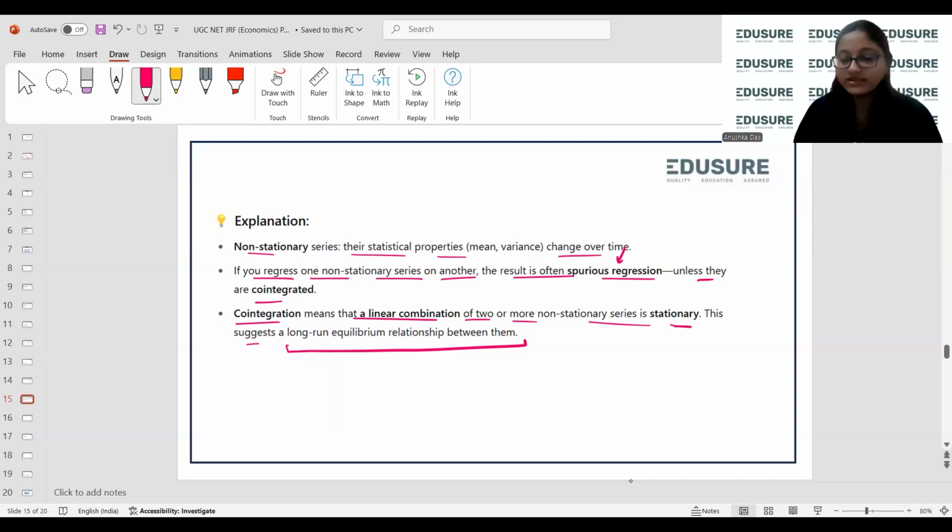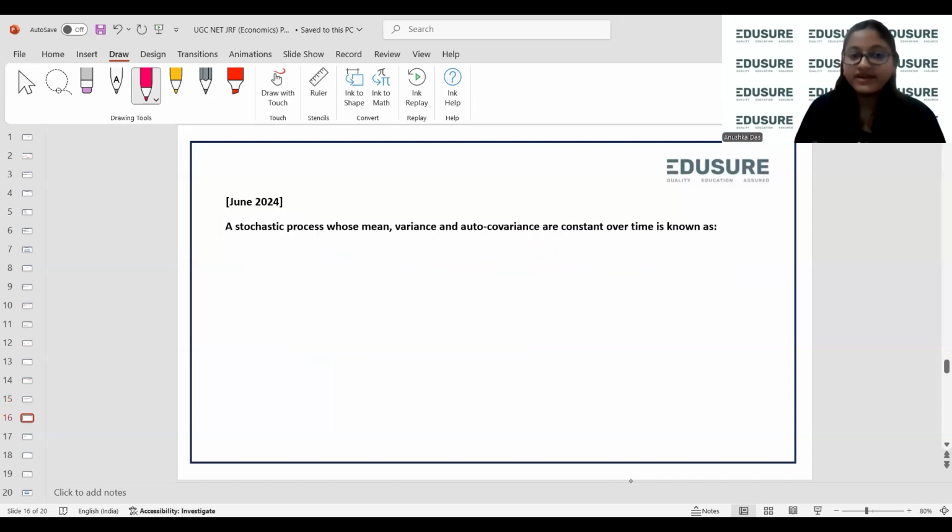They have repeated this question a few times, so please understand this concept well, right? And if you have any questions anywhere, you can let me know. Now, this next question is from June 2024.